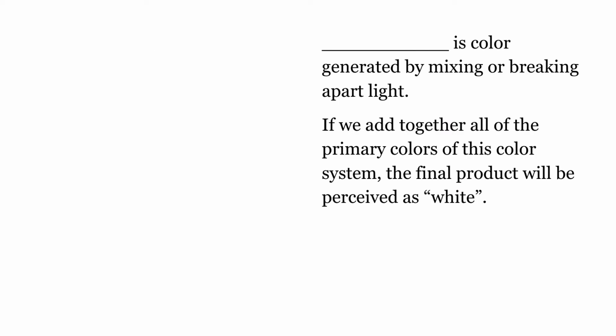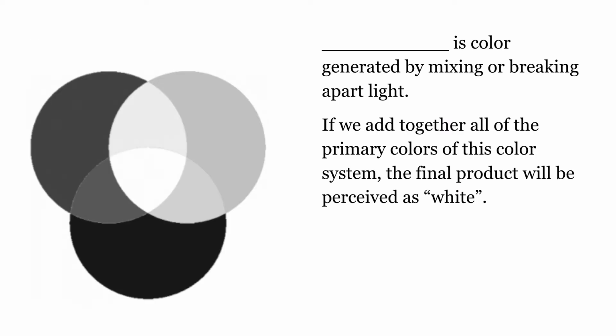And a good way to remember this is that an additive color system is color generated by mixing or breaking apart light. If we add together all the primary colors of this color system, the final product will be perceived as white. So you said it already, what colors are in this color system? So, say again. That's right, additive.